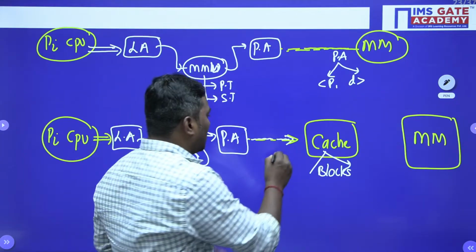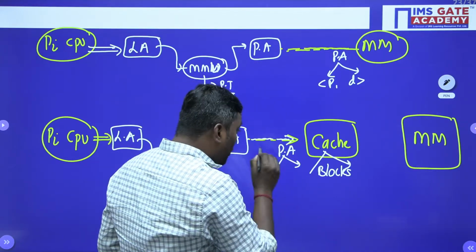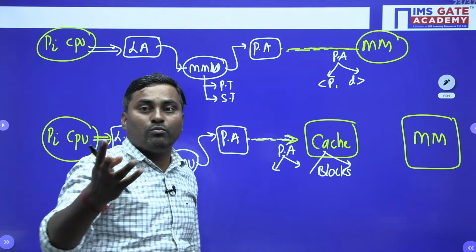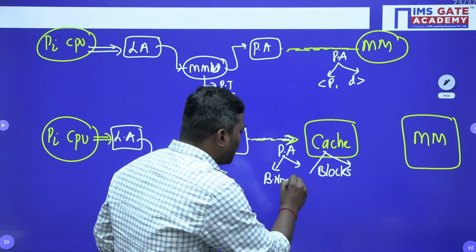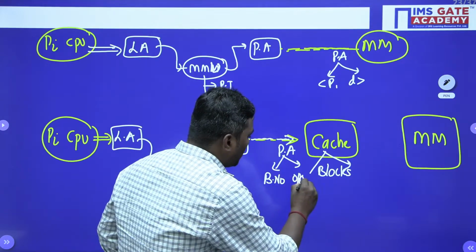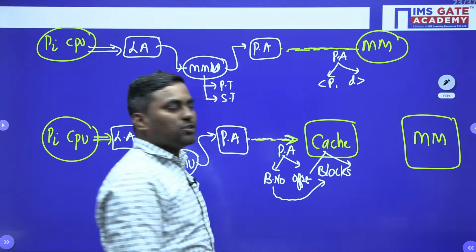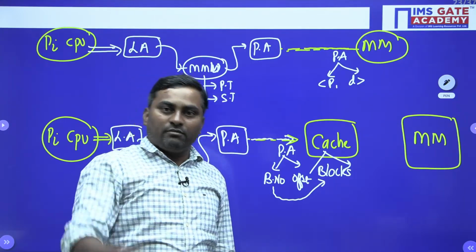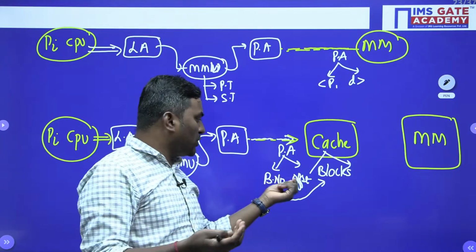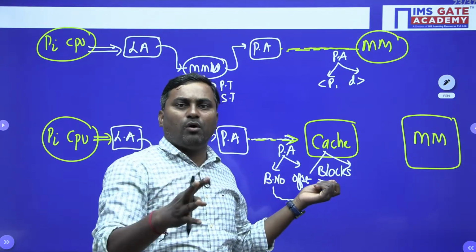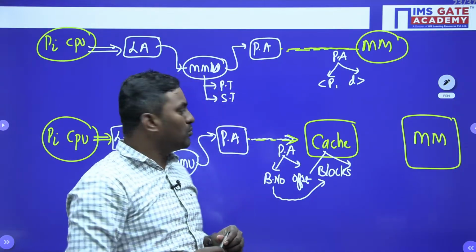This physical address is the basic information. You have to divide it into two parts: block number and offset. Take the block number and search in cache memory. If that block is present, take the offset bits, search for a word within the block and hand it over to the processor. That's fine. Case number 2.